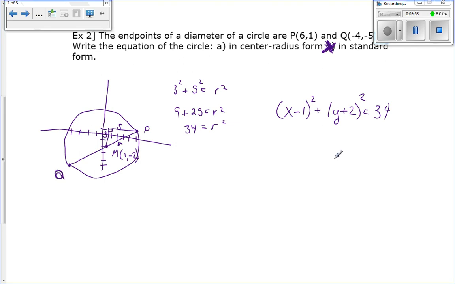Okay, and that is in center-radius form. And that's really all you have to do with that one. Most of the time you'll get this picture drawn on the exam and they'll ask you to write the equation of the circle, and so this is what you'd have to do. Draw your right triangle, find the distance by counting, and then use the Pythagorean theorem to find the radius, and then whatever the center is, put it in center-radius form from there.